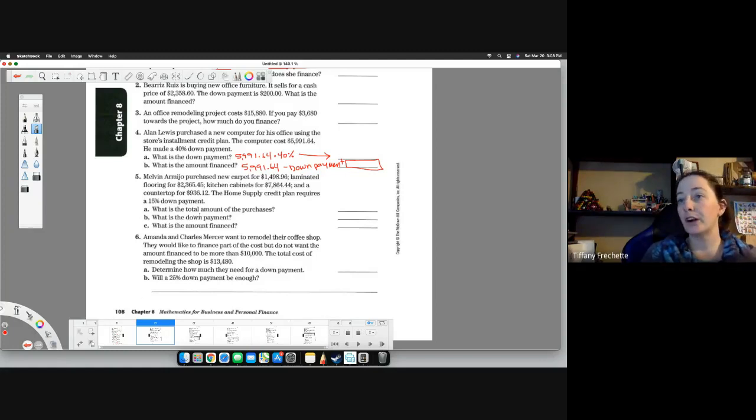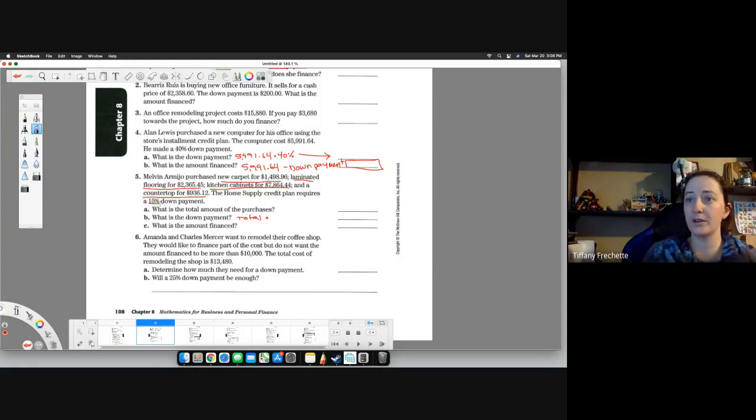So first, what is the total amount of purchases? So they ask us that. So he purchased new carpet, he purchased a laminated flooring, he purchased kitchen cabinets, and he purchased a countertop. Well, we need to total all of these. We just need to add them together. That'll tell us what the total is there. Once we know the total, I'm just going to write total here because I'm going to let you do that calculation there. You're just adding all of those charges up.